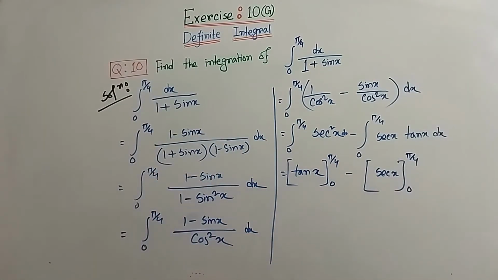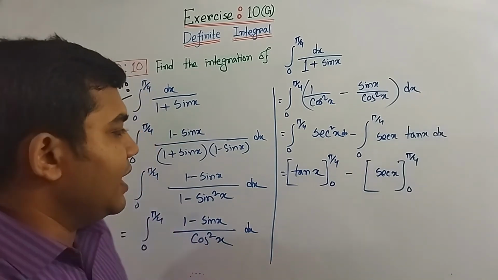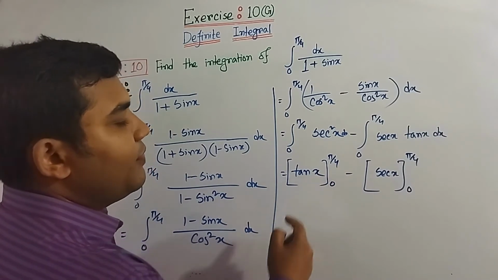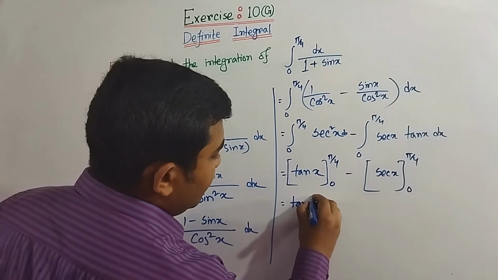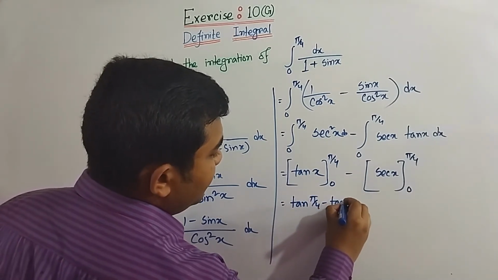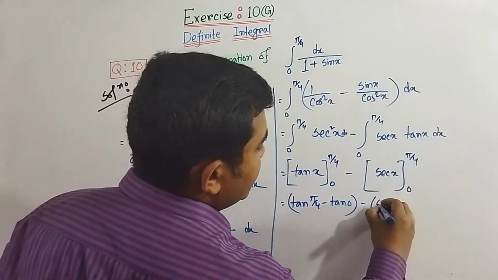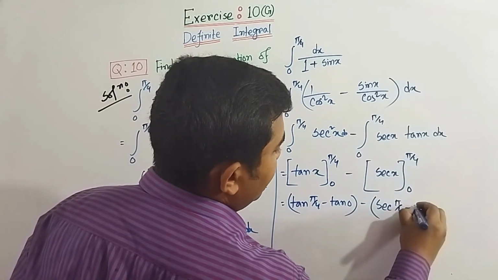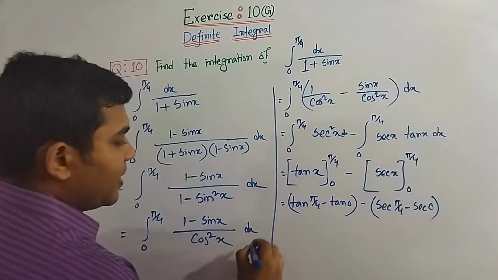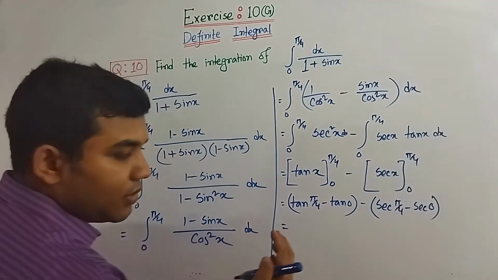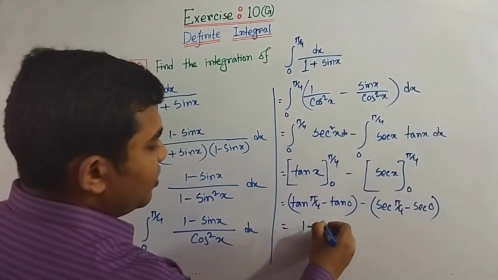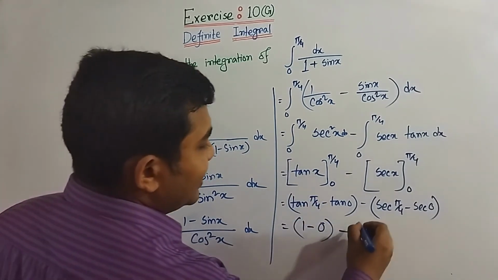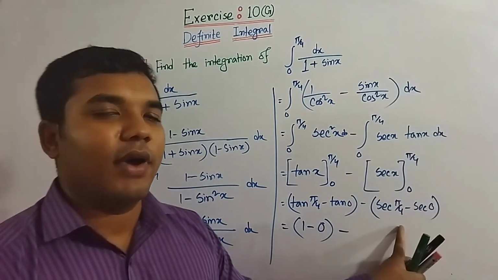So dear students, what did we have to do, have you remembered that? Exactly, the limiting values will go in place of x. If we put the limiting values here, then it should be tan pi by 4 minus tan 0 minus sec pi by 4 minus sec 0. So tan pi by 4 is tan 45 degrees, which is nothing but 1, and tan 0 obviously is 0. And what about sec 45?